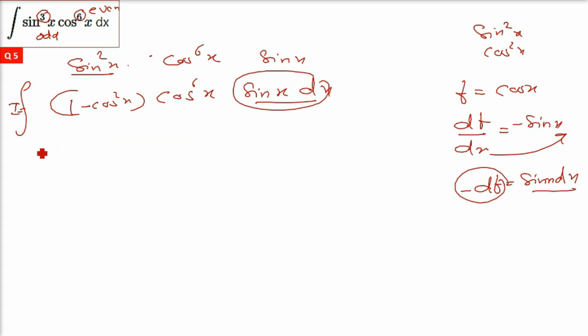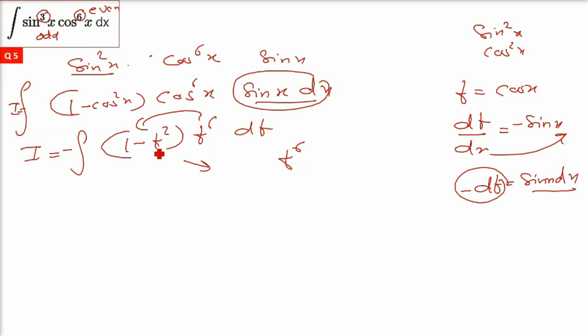So the integration will be 1 minus cos square x, that is 1 minus t square, cos raised 6x, and this will be t raised 6. And sin x into dx is negative dt. So minus will come outside, dt will remain here. Now let's multiply these two, 1 minus t square into t raised 6. It will give you t raised 6 minus t raised 8.